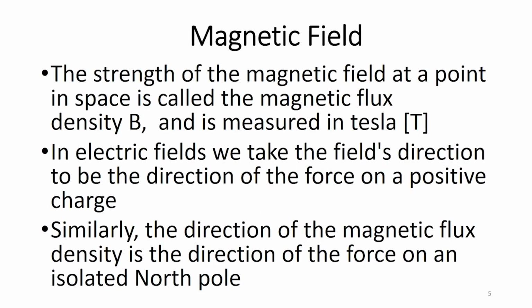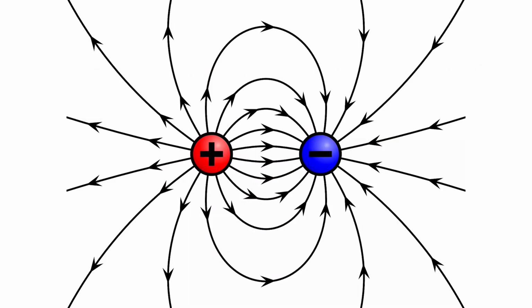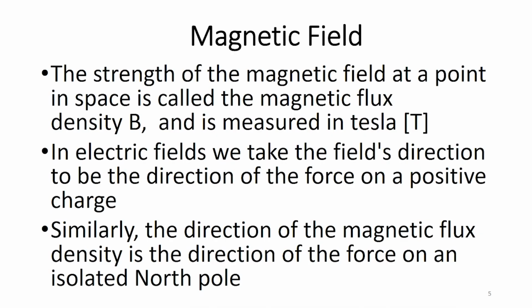The strength of the magnetic field at a point in space is called the magnetic flux density, B, and is measured in Tesla, T. Pay attention that we are talking about density, which means amount of lines in a specific area. In electric fields, we take the field's direction to be the direction of the force on a positive charge. Similarly, the direction of the magnetic flux density is the direction of the force on an isolated north pole.